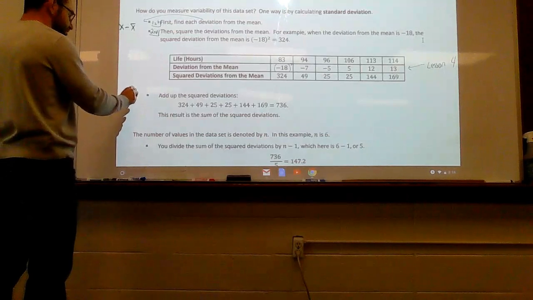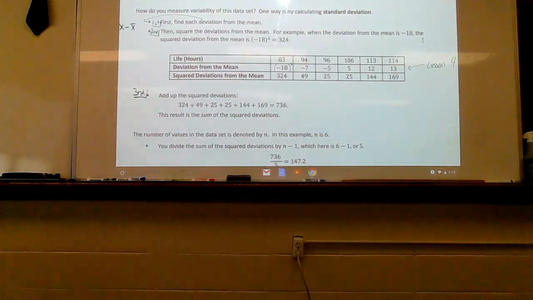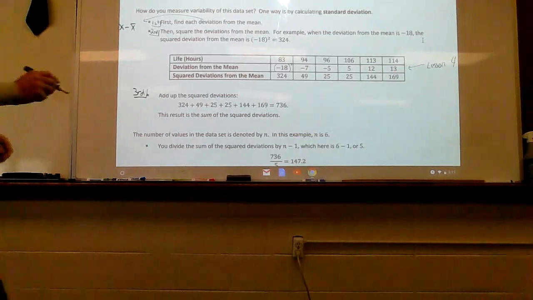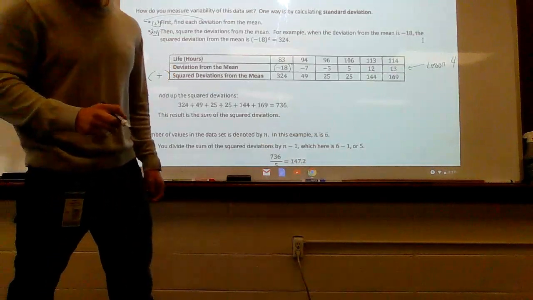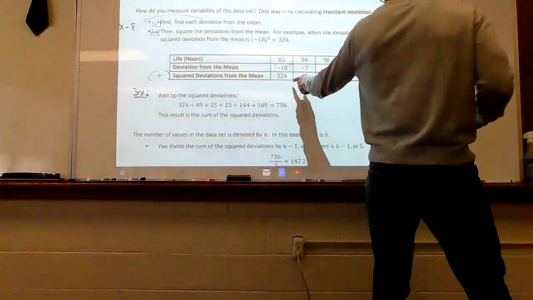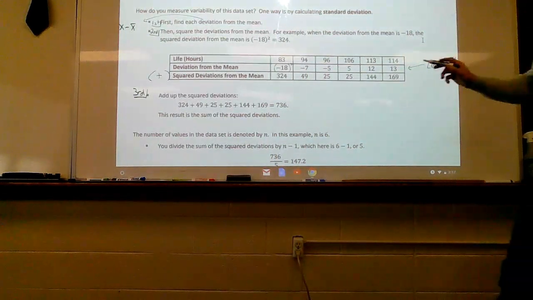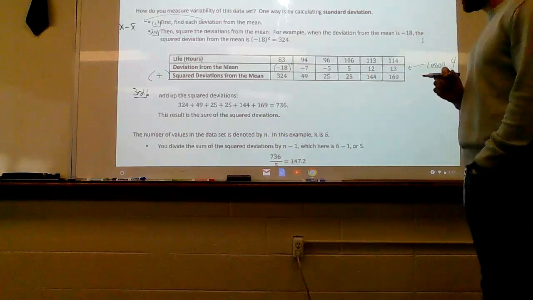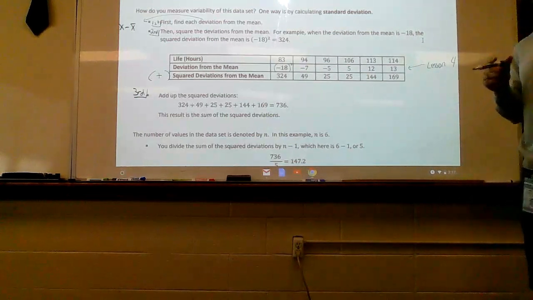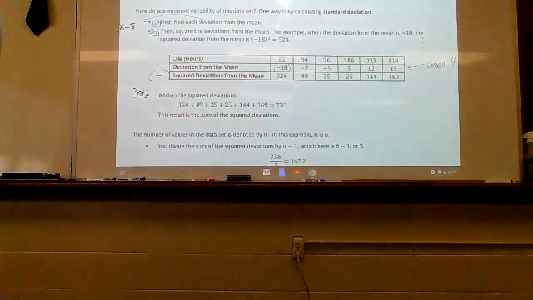Our third step is to add up all of the squared deviations. So we're only adding these. It shows us we had 324, 49, 25, 25, 144, and 169. This result is the sum of the squared deviations. Whew. So we're trying to find out what one standard deviation is. We've got a couple steps.